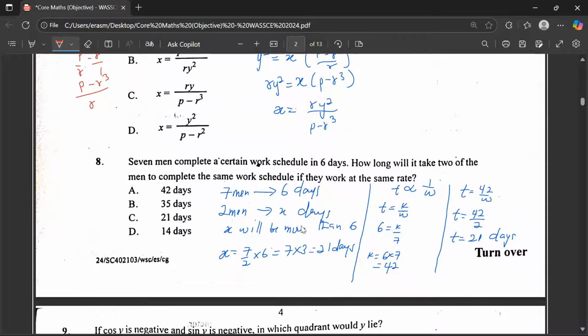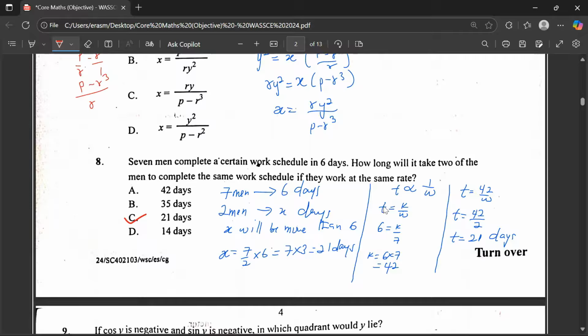Then if more, let's divide. So you are going to divide 7 by 2 and then multiply it by 6. And so that is 7 on 2 times 6, which is 7 times 3. And this is 21 days. And so the right option is option C.